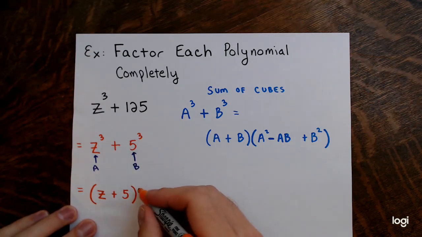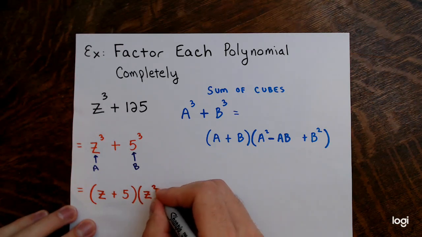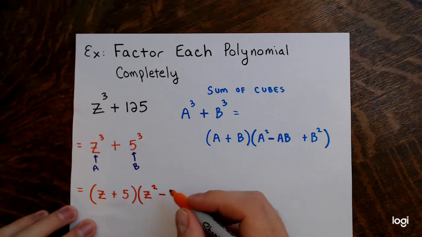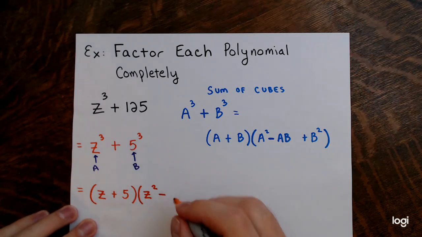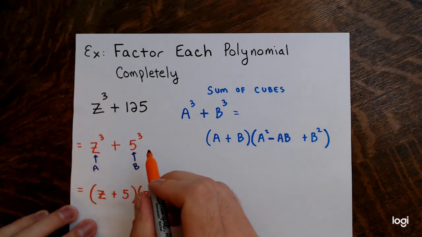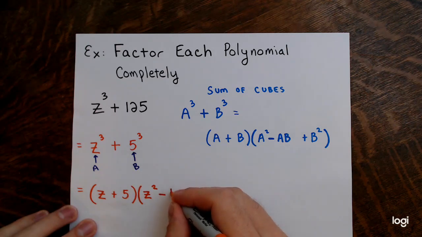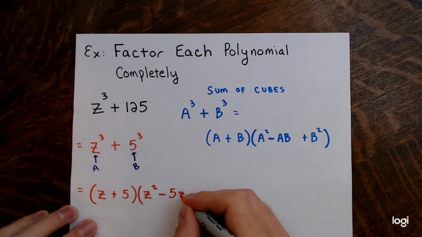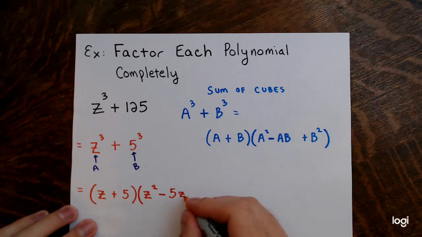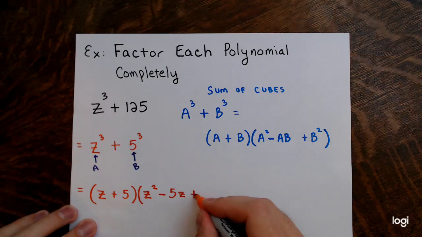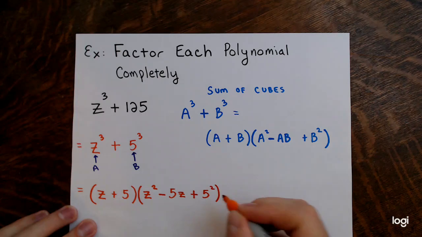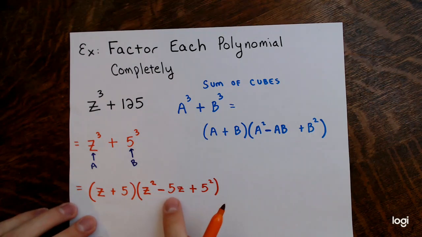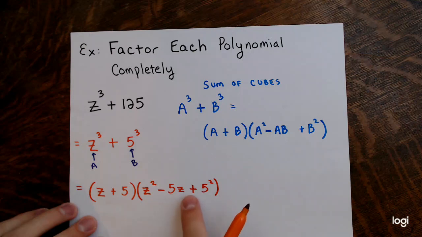Z plus 5 is one factor, times z squared minus, the opposite sign after that first term in the next factor, and then AB. So z times 5. Well, you can write z times 5, but I'm going to make that 5z. That's the AB, 5z. And then always plus, and then I'll write 5 squared for right now. So there's your a squared minus ab, z5, and then plus b squared.